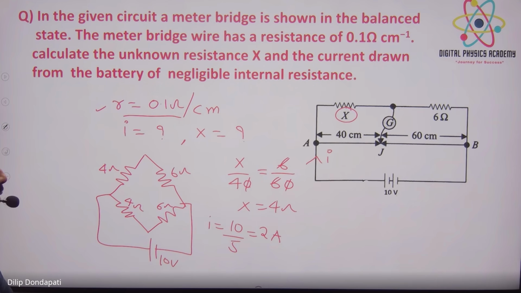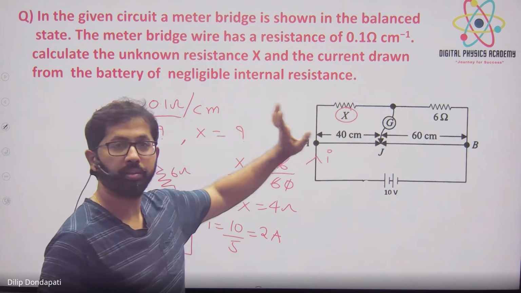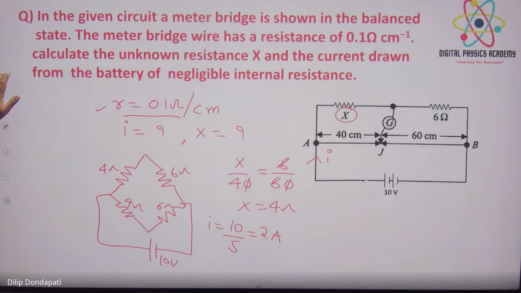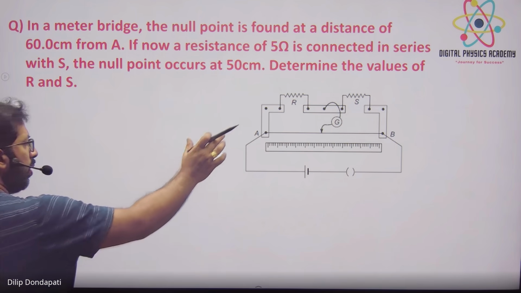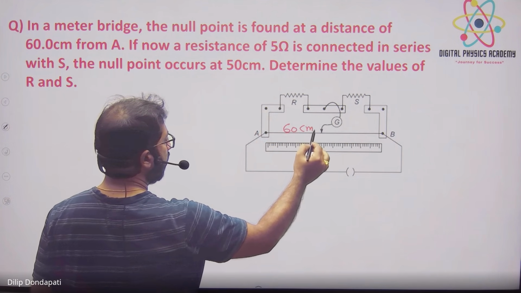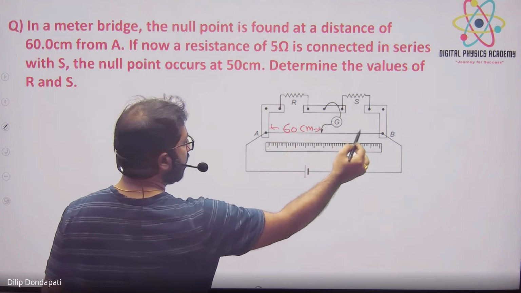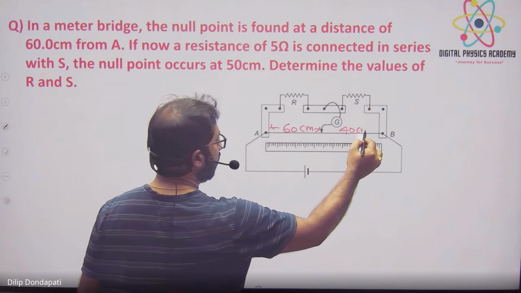So simply, in a Wheatstone bridge this by this equals this by this, and in a meter bridge, right? In a meter bridge, the null point is found at a distance of 60 centimeters. The null point is always from the starting side, so they found 60 centimeters. Then the remaining length will be? Sriram, how much will it be, tell me. Remaining length will be how much? 40. Very good. That means you are following well.